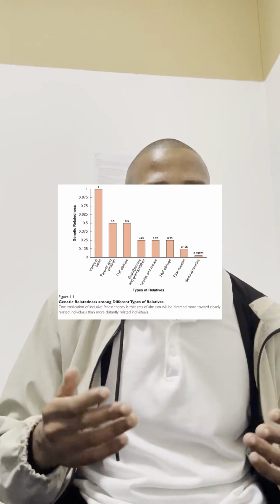For example, 0.50 for siblings, 0.25 for grandparents and grandchildren, and 0.125 for first cousins. I will include a table in the video so you can clearly see how these values are applied.